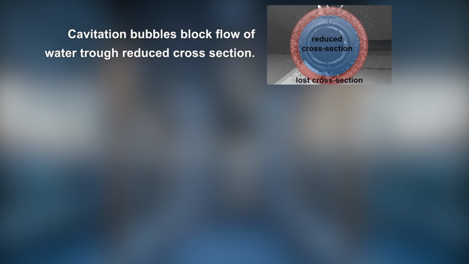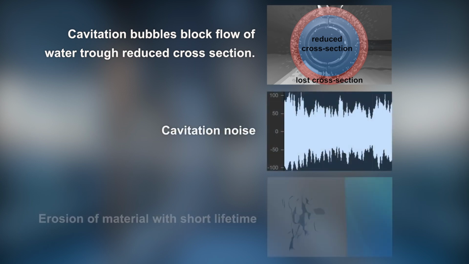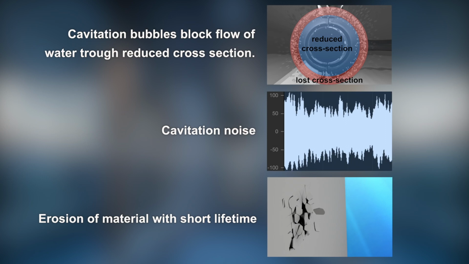In this video, we have shown the basic mechanism leading to the formation of cavitation bubbles, which reduce the flow of water. We have also seen the spectacular collapse of cavitation bubbles, leading to noise and damage even to high-strength material. Systems have to be designed such that cavitation is avoided.